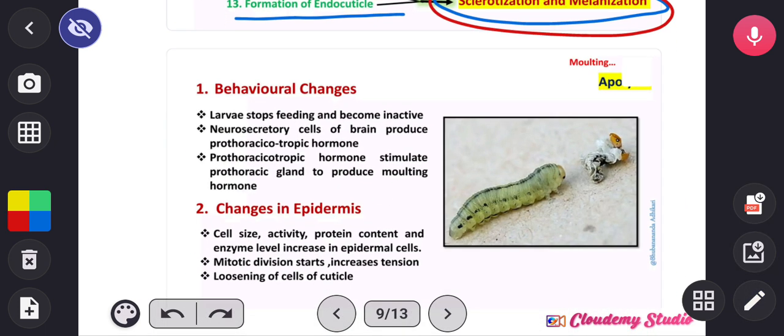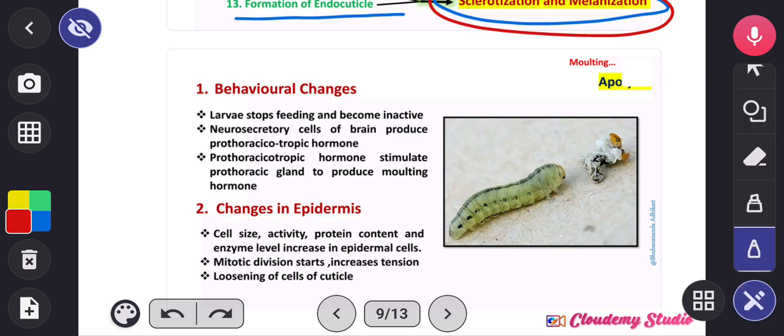The first one is the behavior changes. The first thing that happens is a behavior change, and one of the behavioral changes is that the larva stops feeding and becomes inactive. And the neurosecretory cells of the brain produce what we know as prothoracicotropic hormone. That is the name of the hormone being produced. This hormone, prothoracicotropic hormone, stimulates the prothoracic gland to produce what we know as the molting hormone. You know what a hormone is, right? It stimulates the production of something.